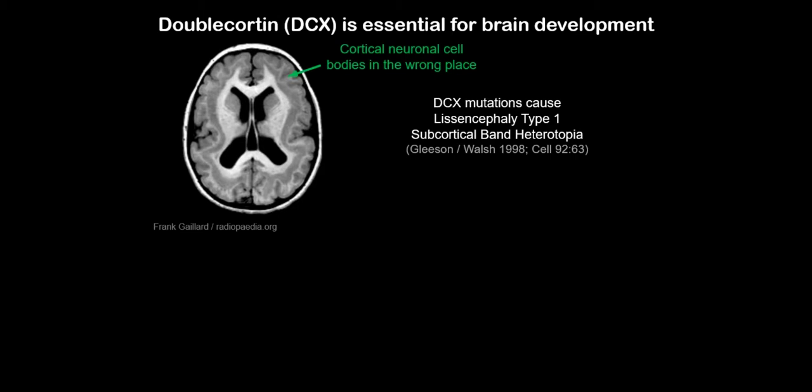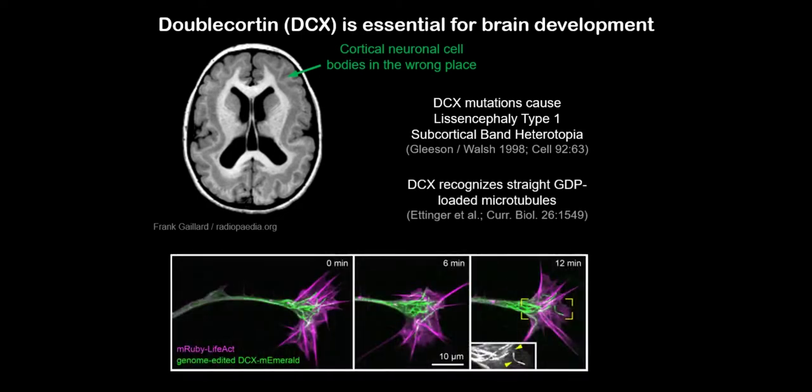A few years ago, we found that doublecortin specifically recognizes straight GDP microtubules, and our more recent work in neurons indicates that doublecortin is only present on straight microtubules in growth cones. We hypothesize that doublecortin-mediated mechanical stiffening of these microtubules may be important for growth cone advance, but this is a different story for another day.